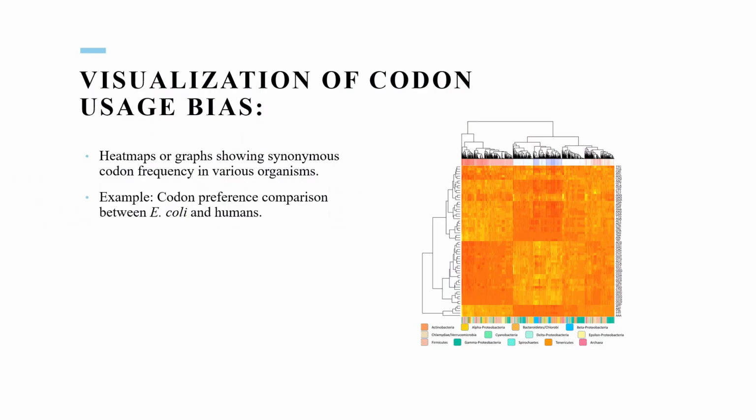Then we will discuss visualization of codon usage bias. I elaborate this with a heat map and graph showing synonymous codon frequency in various organisms. For example, codon preference comparison between E. coli and humans. I elaborate that with a flowchart, or I mean a diagram in which different colors elaborate the visualization of codon usage.